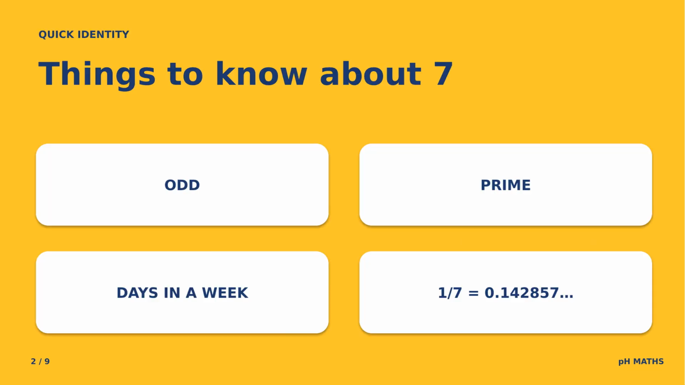Quick identity check. 7 is odd. 7 is prime, meaning it only divides by itself and 1. 7 days in a week, which is why probability questions adore anything about days of the week. And the standout, 1/7 as a decimal, is 0.142857, repeating forever. We'll come back to that one because it's by far the most famous fact about 7.